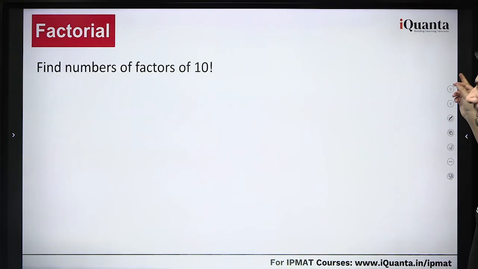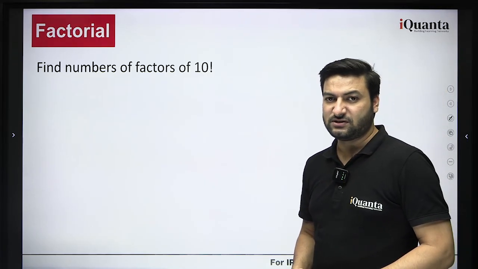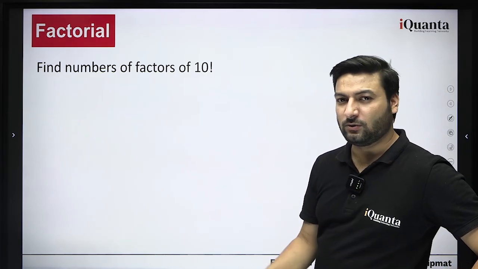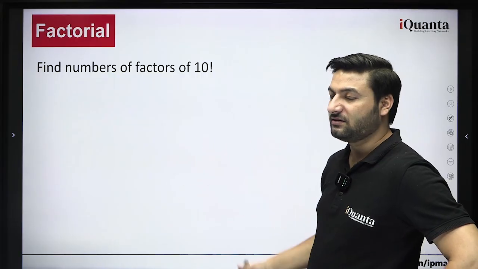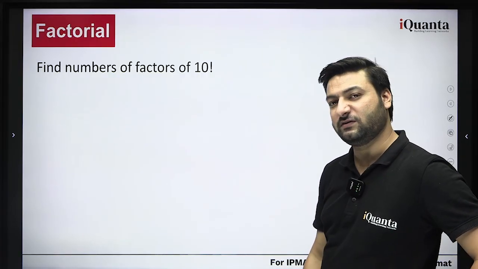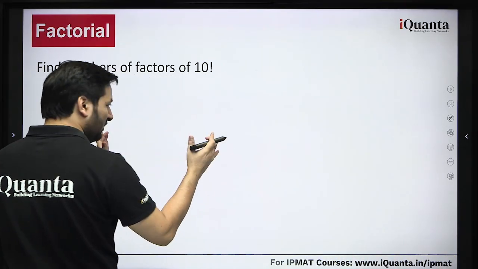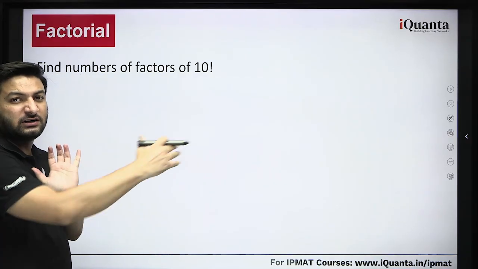Let's go ahead and try to do some questions, okay. And it's better to learn through questions only, okay. I'll keep explaining the concept as well. Find the number of factors of 10 factorial. So 10 factorial is a small number, okay. Compared to 100 factorial, it's a small number.